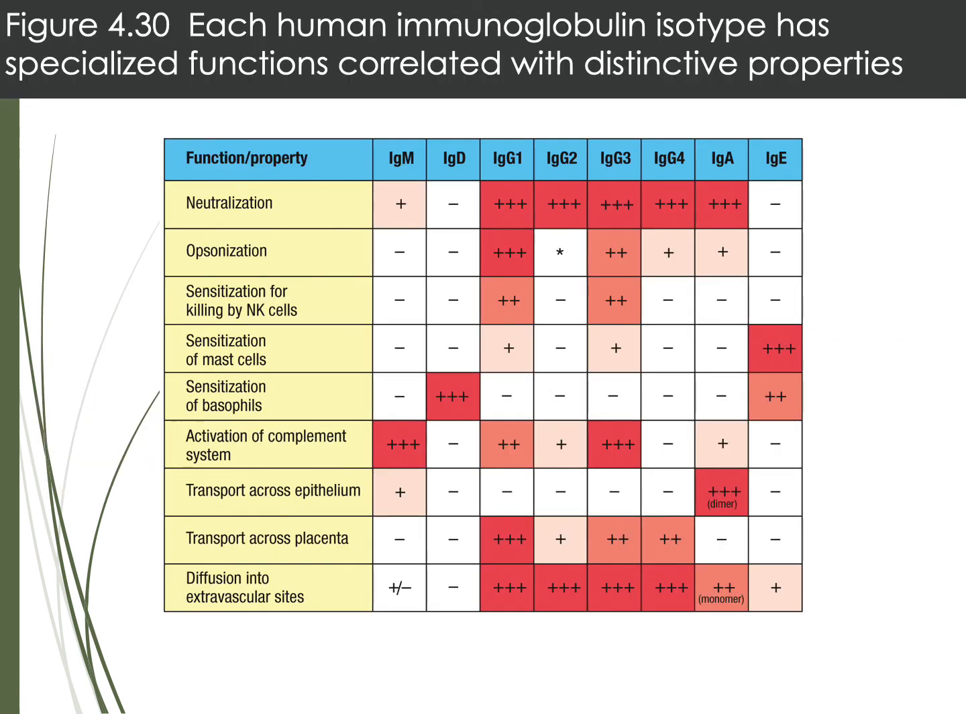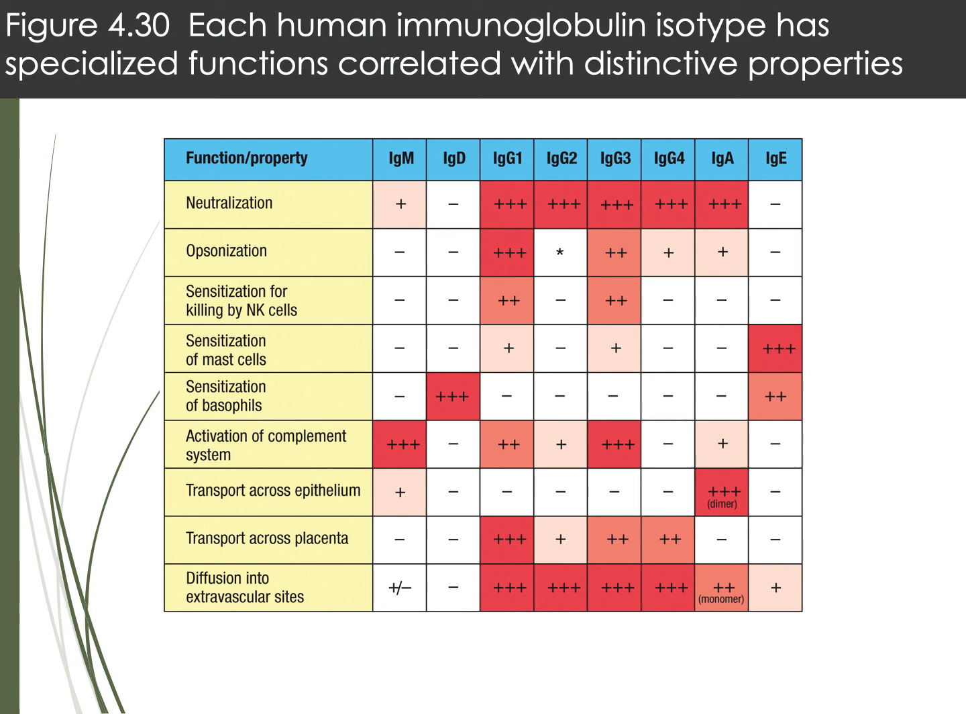And then looking at the functions of the different isotypes of antibodies, you can see that there are some that are really good at neutralizing, both IgGs and IgAs. IgA plays a role in mucosal immunity. They're good at neutralizing toxins or viruses and bacteria. Opsonization is where you get the labeling with antibodies, leading to phagocytosis of the pathogen. So again, IgGs are well known for that function. IgGs are also good at activating natural killer cells to induce killing.